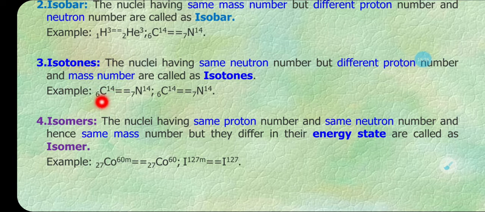For example, carbon and nitrogen. So here the neutron number is 8. I think some mistake is there. Okay, this is nitrogen.